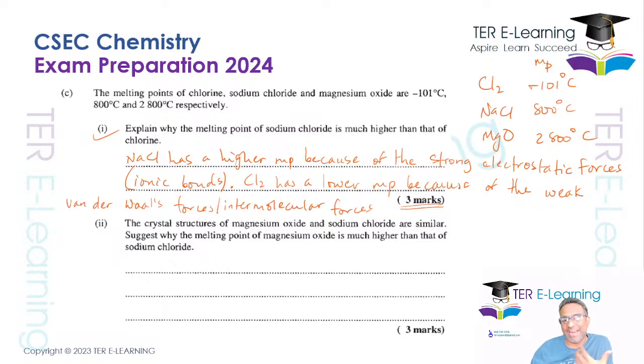So when you are explaining your answer, like I said, you need to be crystal clear in terms of what you're saying. So in ionic compounds, we have strong electrostatic forces. So therefore, you need a lot of energy in order to separate the ions. Therefore, high melting point. Right? When it comes to something like chlorine gas, you have weak intermolecular forces between the molecules. So therefore, it requires less energy in order to separate. Right? So therefore, that's why we have a lower melting point.